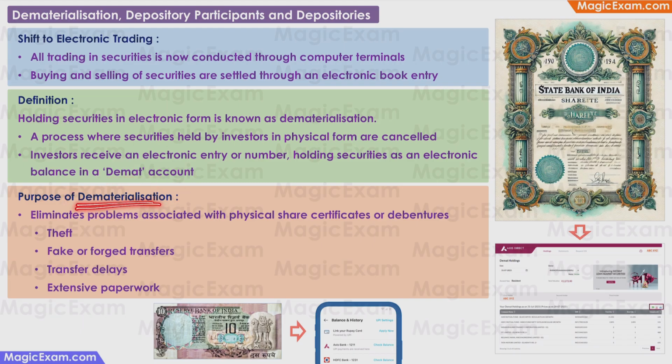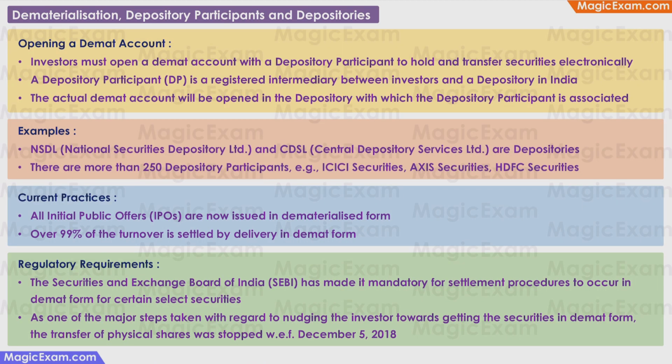What are some of the other purposes or the other benefits of dematerialization? It helps in eliminating problems associated with physical shares, such as theft of the documents, creation of fake or forged transfers, delays in transfers due to having to move around the physical documents, and also the extensive paperwork associated with the buying and selling or the exchange of physical shares. Once the shares are dematerialized, they can be held in a demat account.